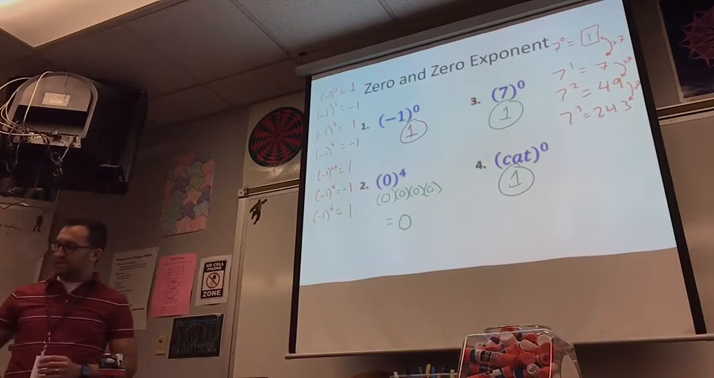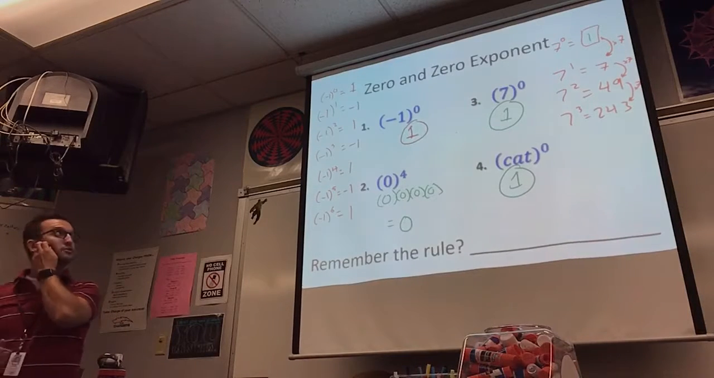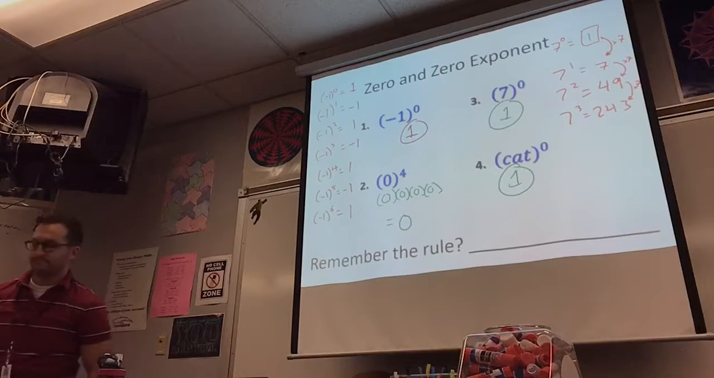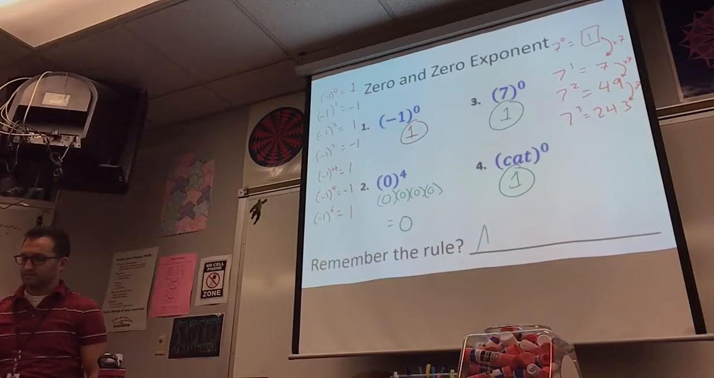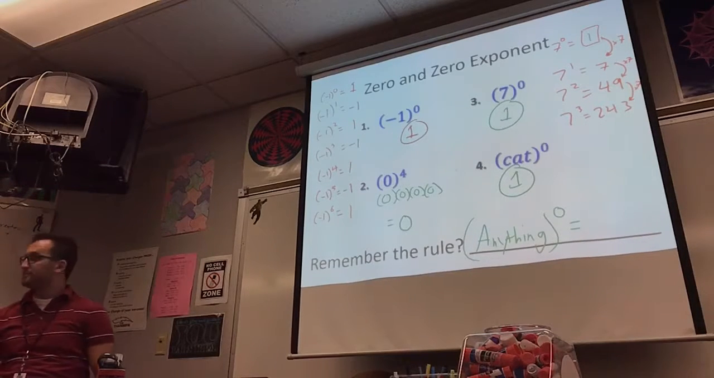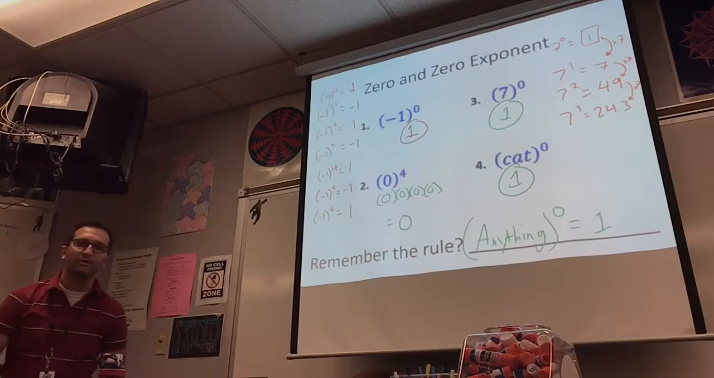So the last idea is, what's the rule then going to be? What's our rule for 0 exponents? Equals 1. Because cat to the 0 equals 1, so wouldn't anything to the 0 power equal 1?